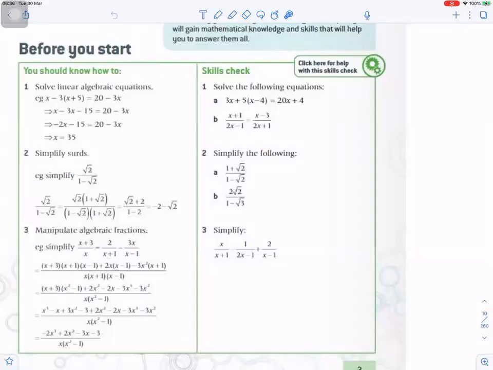Before you start, you should know how to solve linear algebraic inequalities. You know how to simplify sets. These days, if you put that in your graphics display calculator, you will get that answer. Know how to manipulate algebraic fractions. And skills check, solve the following equations. So you solve these equations, and this one you do by cross multiplying. Simplify the following, and you can put this in your calculator to work them out. And to simplify this one, make sure you use BIDMAS. So those are things that you need to know before you start.